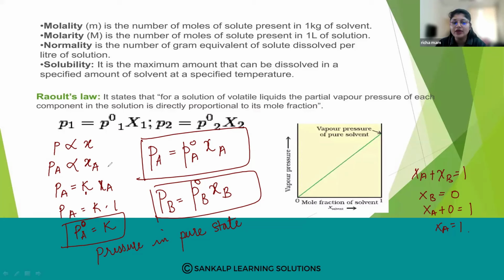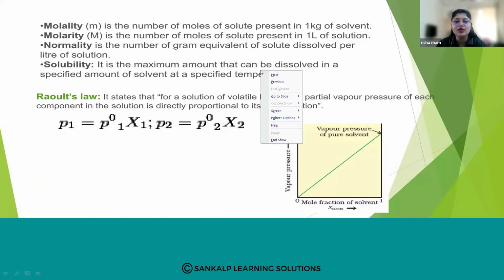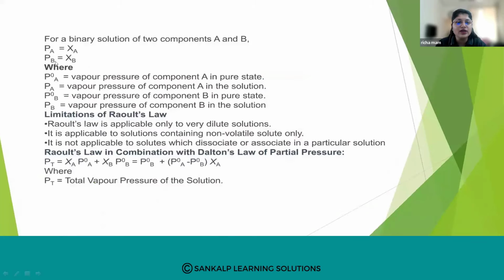And PA means there will be a solution; it is not in pure state, so some other molecules can also be present. So consider a binary solution. Binary means a solution consisting of two components. So we have two components A and B. Then for component A, PA is equal to P naught A into chi of A, and PB is equal to P naught B into chi of B.